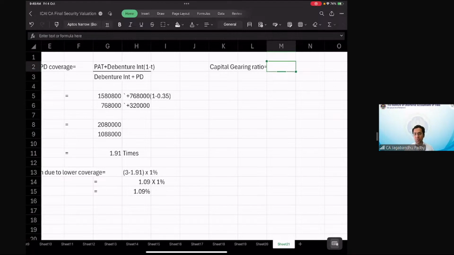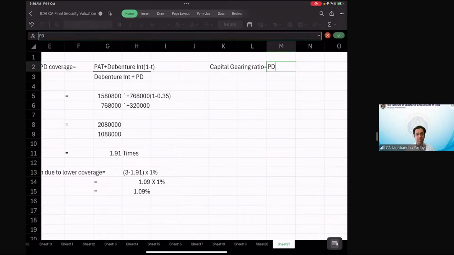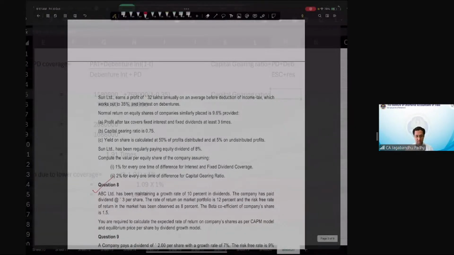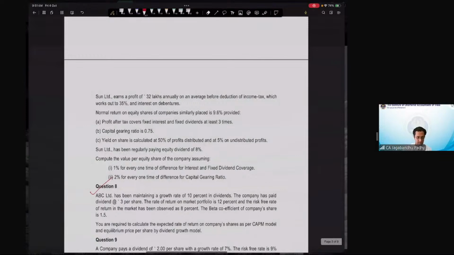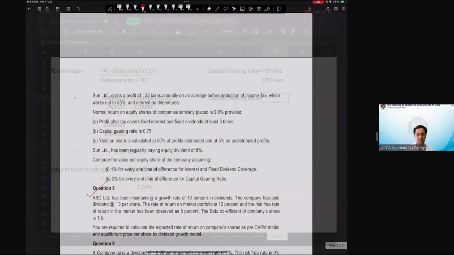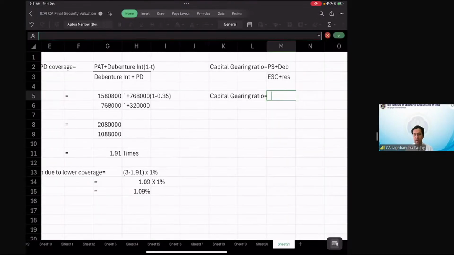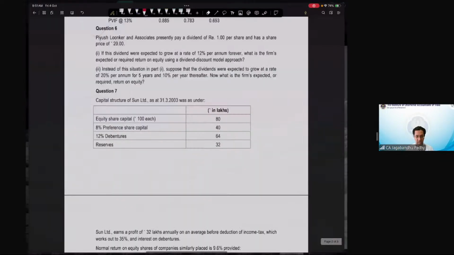So capital gearing ratio. What will be the capital gearing ratio? Preference share plus debenture upon equity share capital plus the reserves. Sorry, not preference dividend, why am I writing preference dividend? It will be preference share. So preference share will be 40 lakhs and debentures are 64 lakhs. So 40 plus 64 divided by equity share capital plus reserves, which will be 80 plus 32.